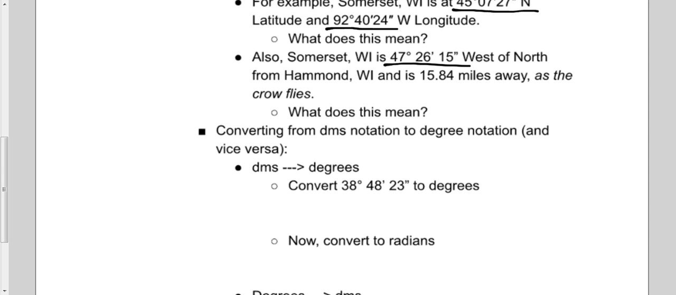We do 360 degrees in a circle, right? We do 60 minutes per degree, and we do 60 seconds per minute. We get this from the Babylonians. The Babylonians were on a base 60 number system.